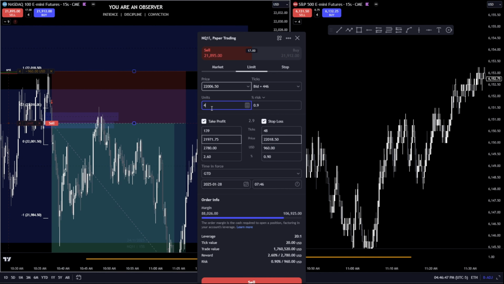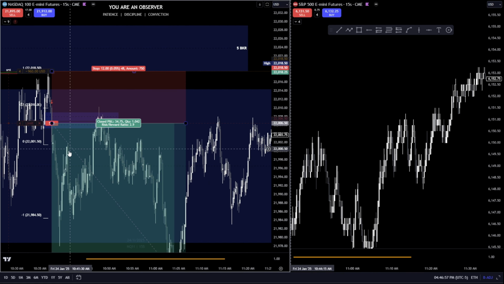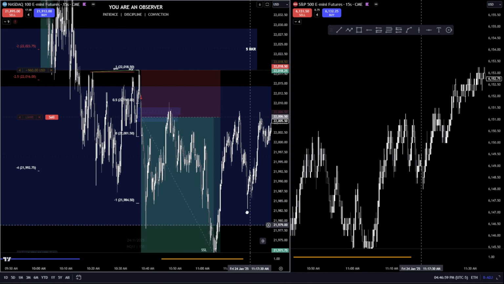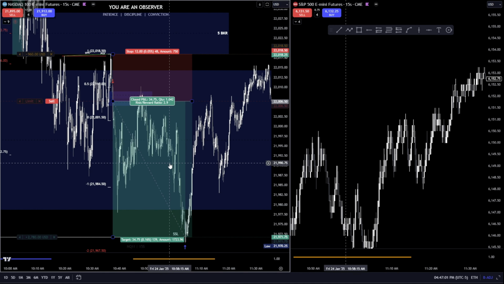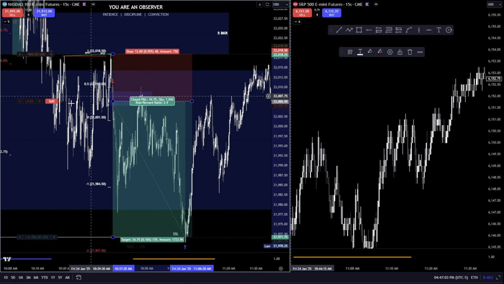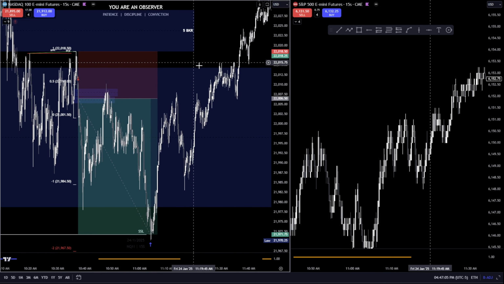I had 4 cons on this, so I made 27.80. I was only risking 1,000. I don't usually do 2 to 1s. I hardly get 2 to 1s. I usually get 3s, but this one was a little bit shorter than a 3 to 1, just 0.1 off. But it was a phenomenal trade, played out perfectly.